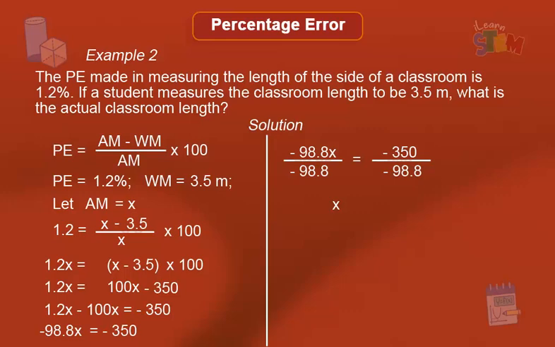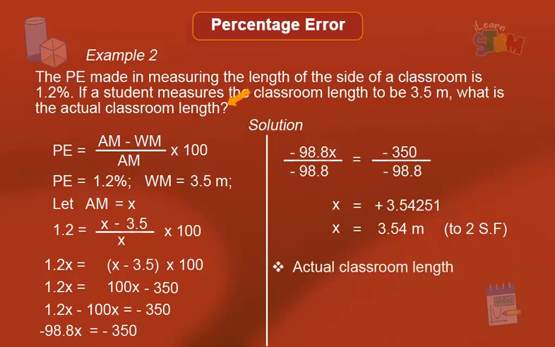Recall the rule of signs. Dividing two negative numbers gives a positive result. Using a calculator, 350 divided by 98.8 is 3.54251. Rounding off to two significant figures, our answer is 3.54 meters. Therefore, the actual classroom length is equal to 3.54 meters.